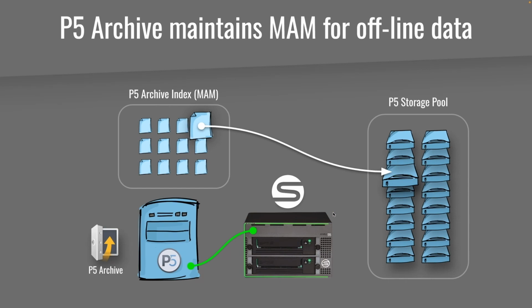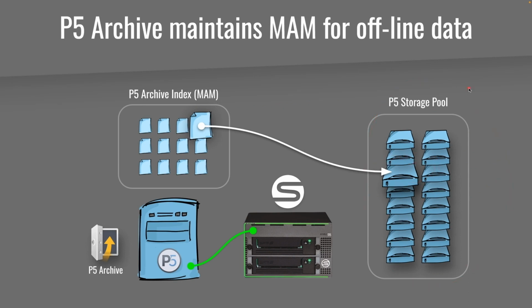So what does P5 Archive do? We're going to focus in on P5 Archive for the remainder of this talk. What P5 Archive does, and I've put together a bit of an explainer here, is that it contains a MAM database. So stuff that's going offline with P5 is all indexed in a media asset management interface, whereby for a given media file that you've archived, we know on which LTO tape.